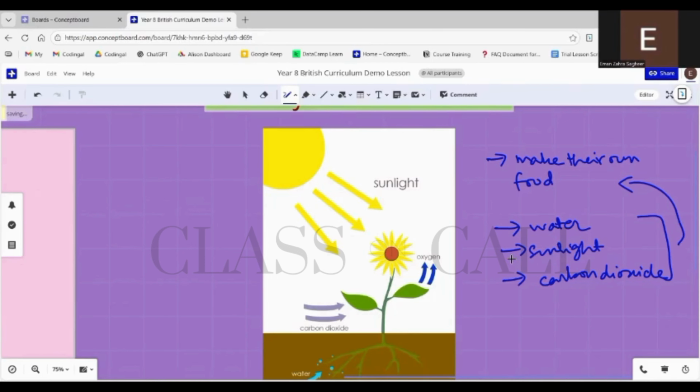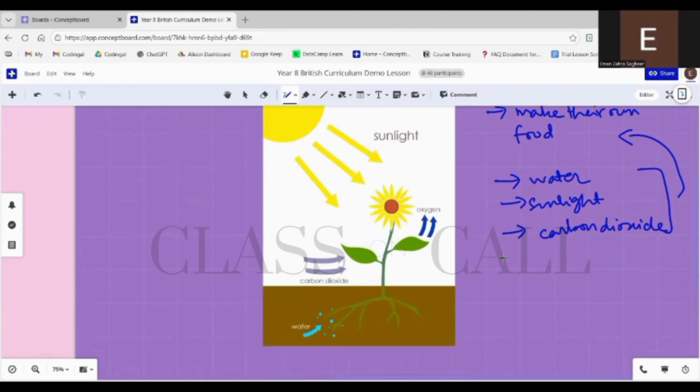And what happens? If you can see this image here, as I have put this image here, the water is going into the roots, and from the roots, it travels upwards into the leaves, into the branches here. And the carbon dioxide is getting into the leaves from the air, and the sunlight is coming directly from the sun. So the plant is getting all of these three things. So what happens when the water, carbon dioxide, and sunlight go into the leaves, into the plants?